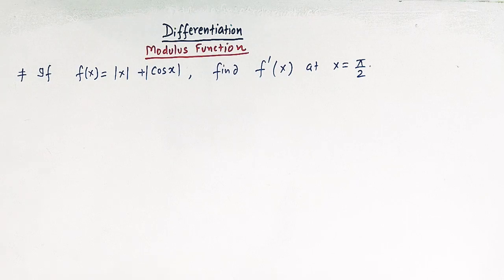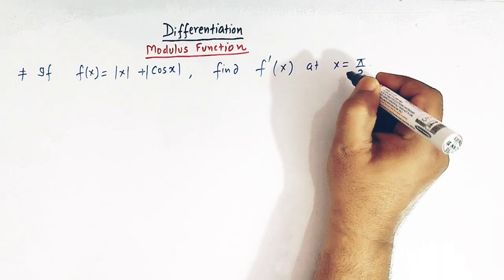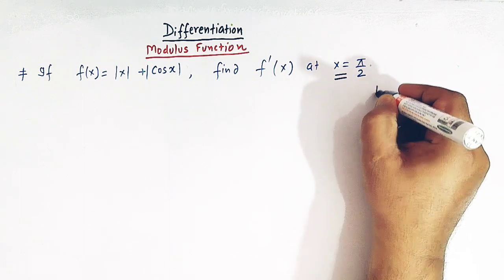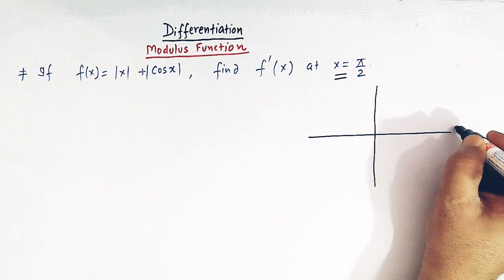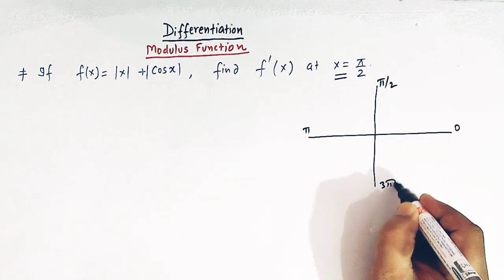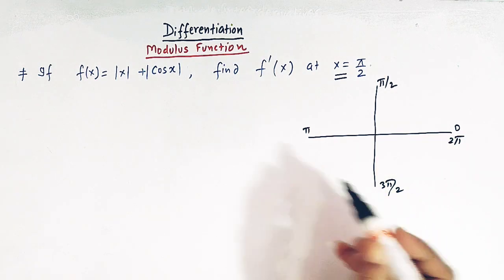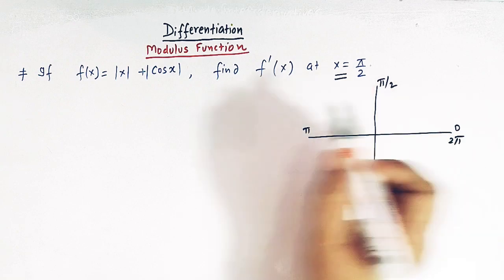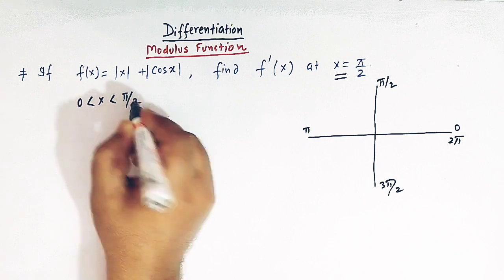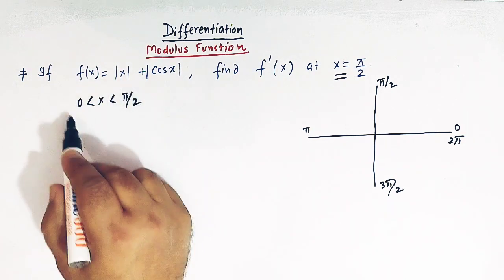So let us start by first finding the left hand derivative, and then I will find the right hand derivative. Now see, we are given the point x equal to pi by 2. Here we have the sign convention: this is 0, this is pi by 2, this is pi, this is 3 pi by 2, and this is 2 pi. In the first quadrant, that is when we go from 0 to pi by 2, first we'll consider this interval.